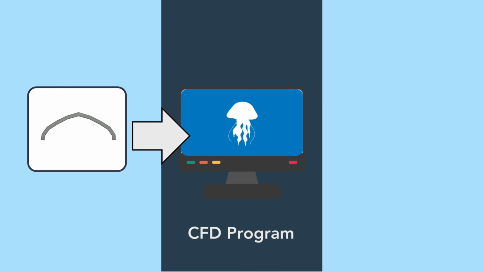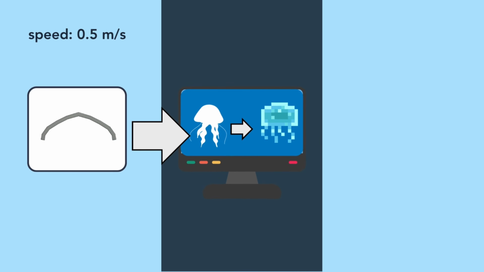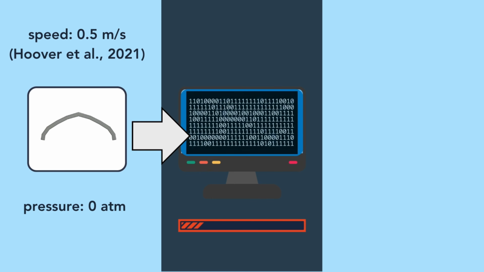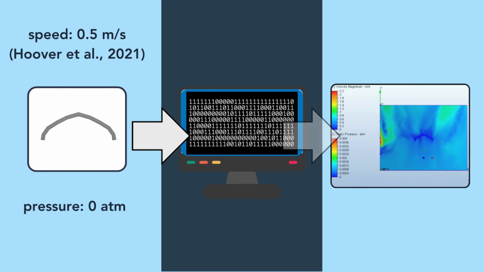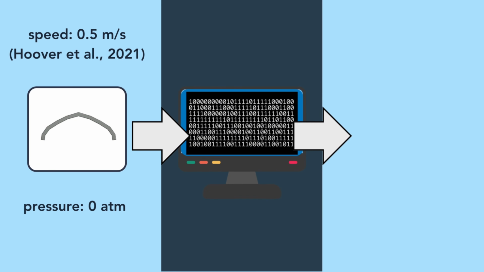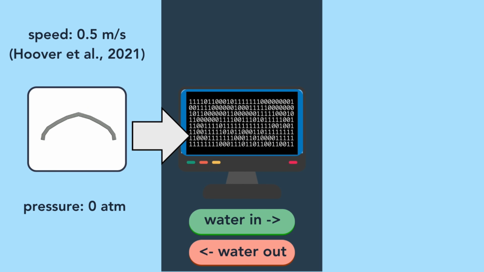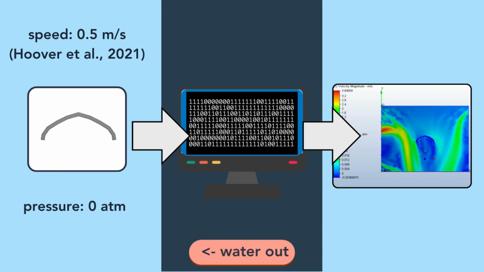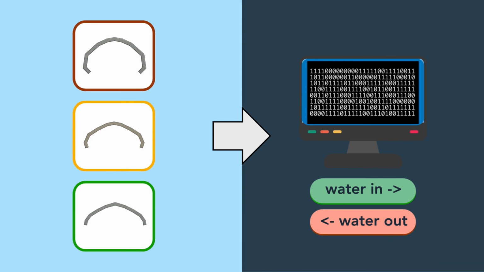To imitate the environment of the moon jellyfish, the starting speed and pressure of the surrounding water were based on moon jellyfish studies. Once the CFD program has copied the water movement, it computed the resulting speed and pressure values. Since water goes in and out of the jellyfish opening during its movement, the program computed the results in 2 directions, one going in the opening and one going out. This was then done to all 3 moon jellyfish shapes.